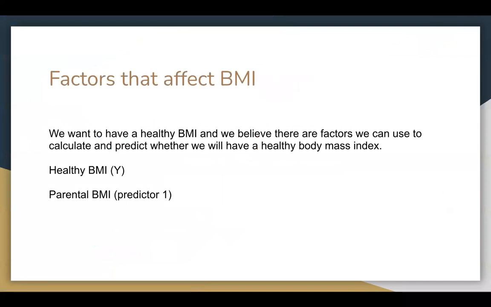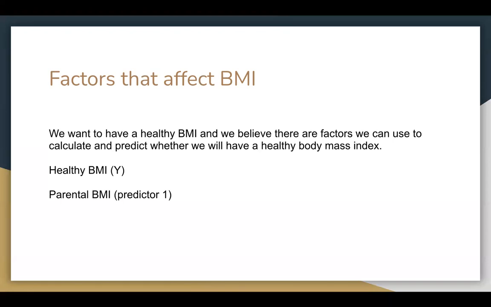As I mentioned, we're going to look at BMI and the factors that can affect it. We want to have a healthy BMI, and we believe that there are certain variables that we can use to calculate or predict what our BMI is going to be. So that's going to be our Y variable. The first predictor we want to look at is parental BMI. Some research suggests that parental BMI has a strong positive correlation with somebody's own BMI. The larger the BMI of your parents, the more likely that yours will also be high. So we expect parental BMI to be a positive predictor.